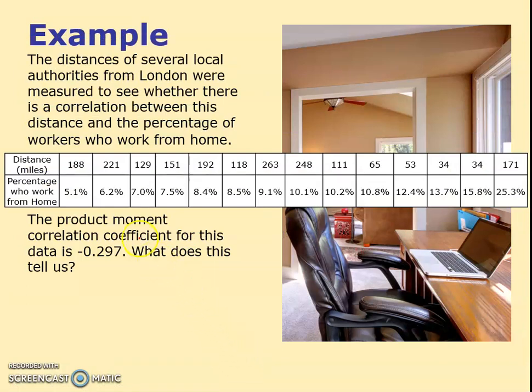Here's another example. It's the distance in miles that people live from London, and it's the percentage you work from home. Now, this was probably pre-COVID. I bet these numbers are massively higher now. But never mind, let's look at the data. The product moment correlation coefficient for this data is minus 0.297. What does this tell us? Well, it's, I suppose, some evidence, and it's only some evidence, that there might be a link. Do you know what I mean? Don't be too definite when you say these things. There might be a, the posh word for a link is an association.